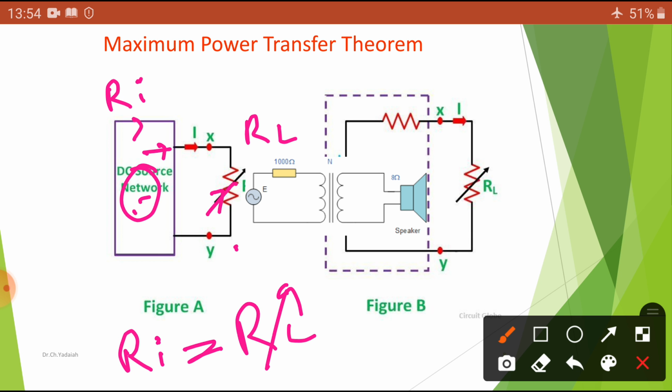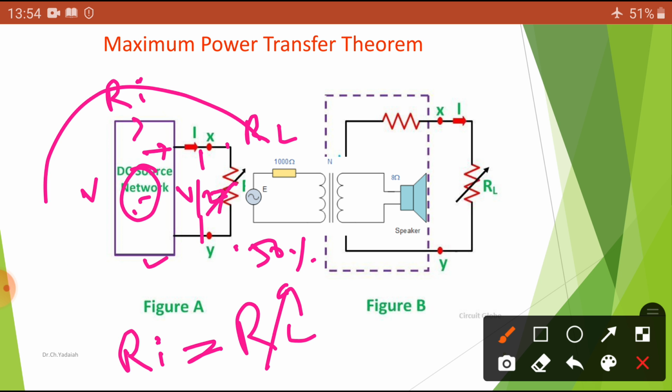At that condition, what happens? The voltage across the terminal is V by 2. For example, half of the voltage appears here. At the same time, the efficiency of the system is also 50%. Why should we accept 50% losses in the case of a power transmission system in our electrical field? So it is not used in our transmission system.